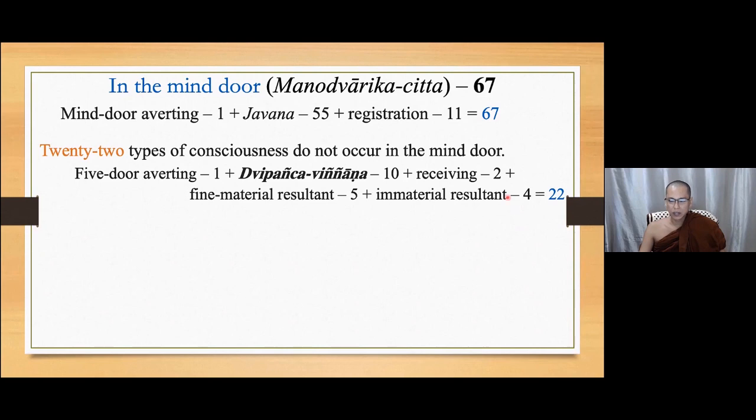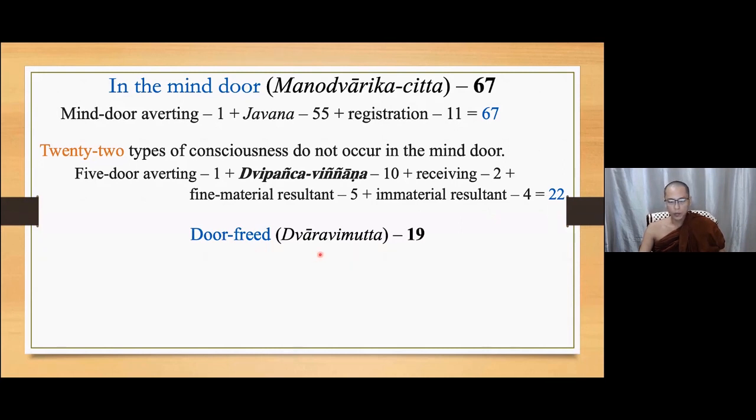For these 2 groups, we can see them together as the sublime resultants, 9. They are not using any doors to arise. That is why they are door-free. We will study the door-free consciousness, okay? Now we understand the 22. What are the 22 consciousness? Those that do not arise in the mind door. So 67 arise in the mind door and 22 do not arise in the mind door. Altogether that is 89.